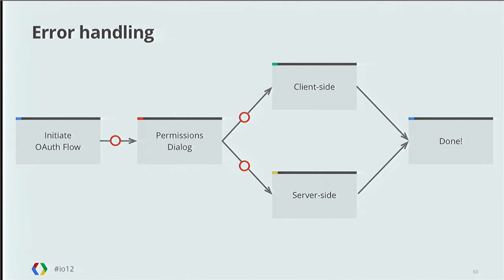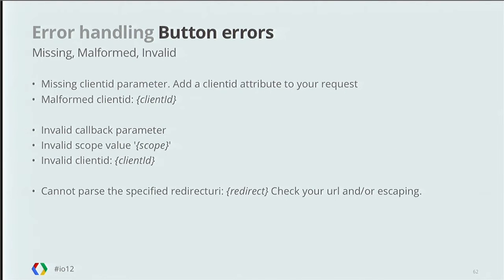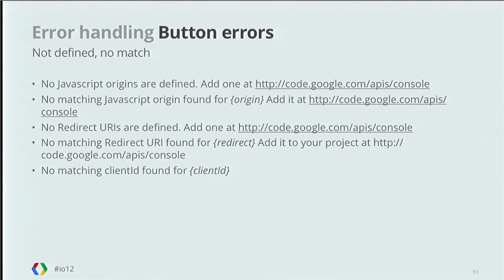For the authorization process, you can see them after initializing OAuth, and you can see them after the user has gone through the permissions dialog. So let's take the first one, right after initializing the OAuth flow or while trying to do so. You're going to see a couple different kinds of these errors. You're going to see missing, malformed, or invalid data. This could be an invalid callback parameter, an invalid scope, or an invalid client ID. You might also see not defined or unmatching errors. I put up this list, and you can look deeper at these slides later when we post them online.